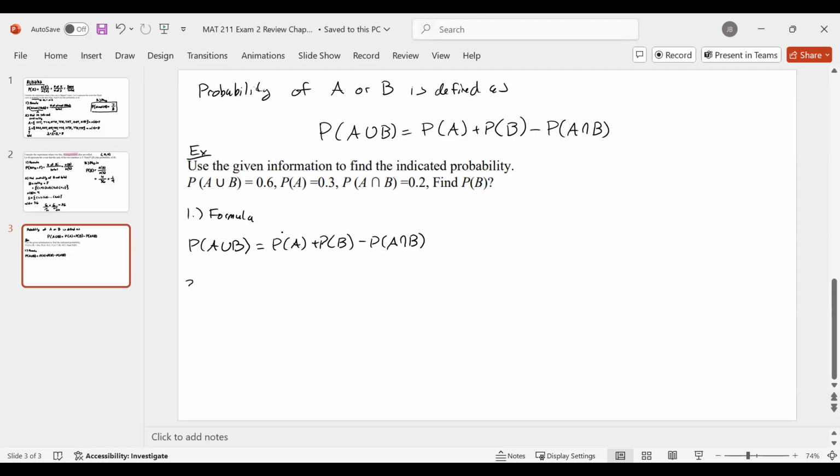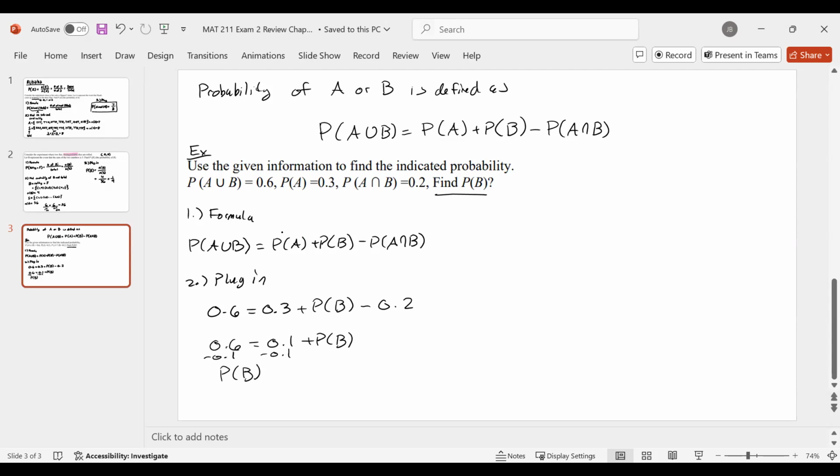And then in this case, step 2 is just plug in. So they told me it's 0.6, 0.3. I don't know what P of B is because they're asking me to find it. And then this is 0.2. And then I just simplify. So 0.6 equals 0.1 plus P of B. And so P of B, subtract that over, is 0.5. And that's all it is, right?